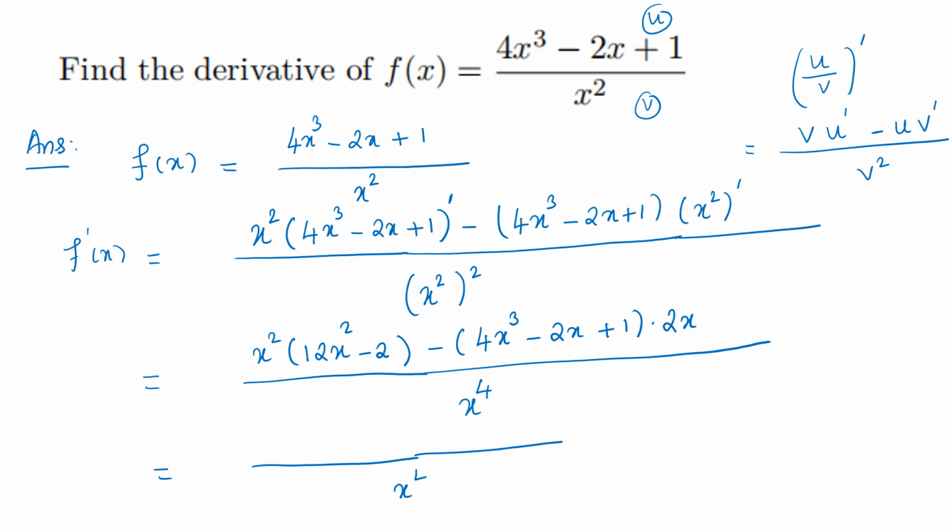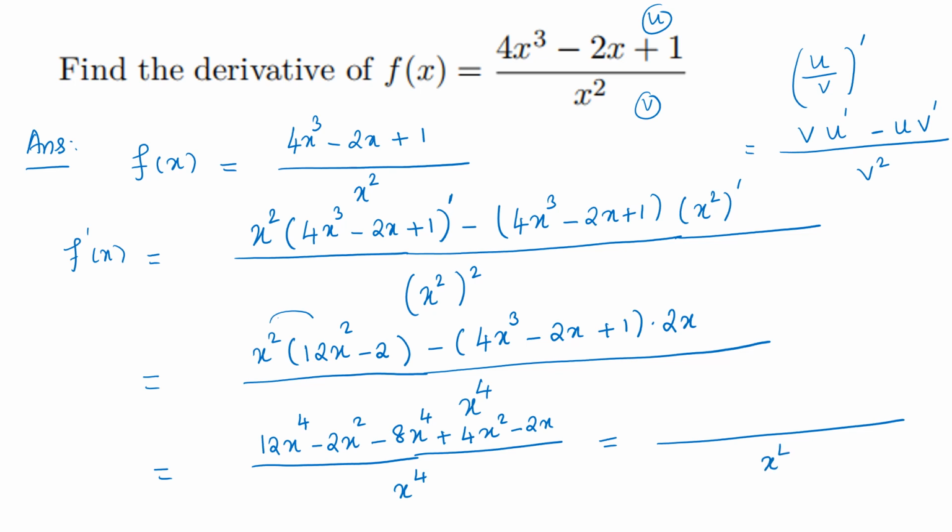Here x power 4. Just multiply inside: x square times 12x square is 12x power 4. X square times minus 2 is minus 2x square. Here you have to see minus 2x multiply 4x cubed, so minus 8x power 4. Minus 2x multiply minus 2x, so plus 4x square. Minus 2x multiply 1, so minus 2x.